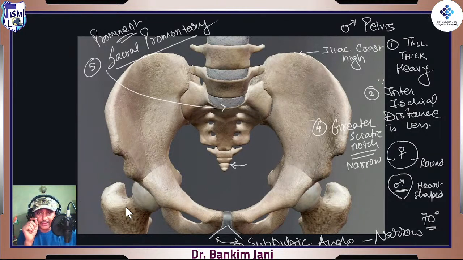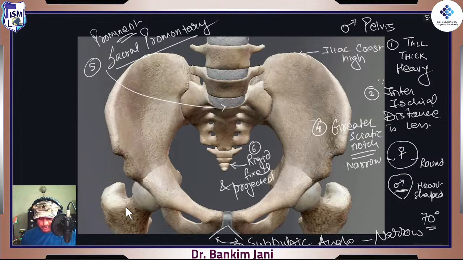Then the coccyx. In case of female, room has to be created for the baby, so the coccyx would be pushed back, and at the same time it would be flexible. In case of male, nothing like that. The coccyx is rigid, fixed, and projected inwards, because there is nothing to worry about increase or decrease of this particular space.